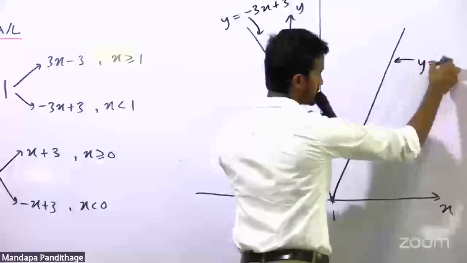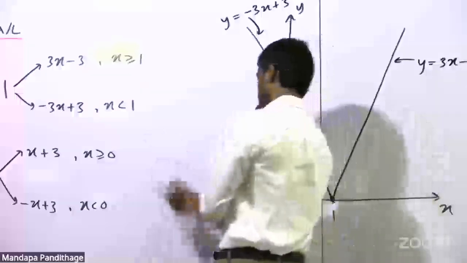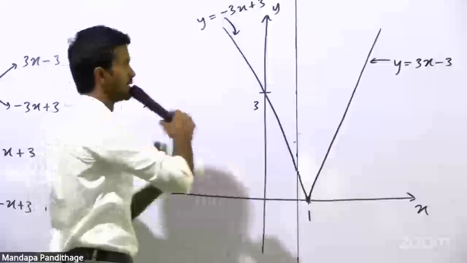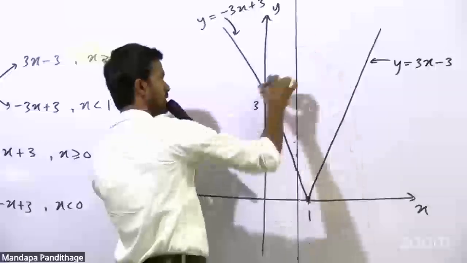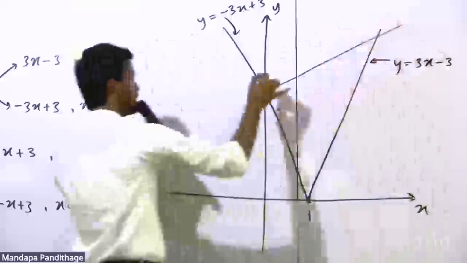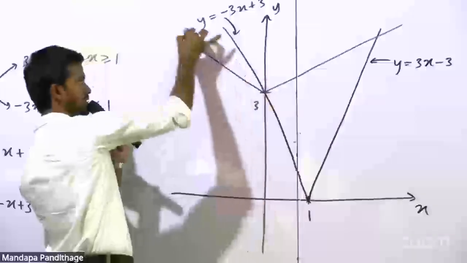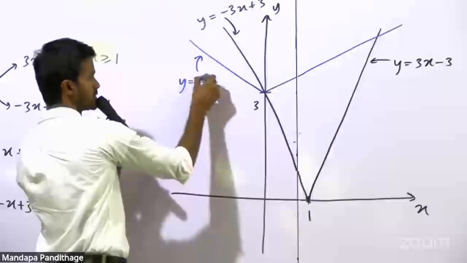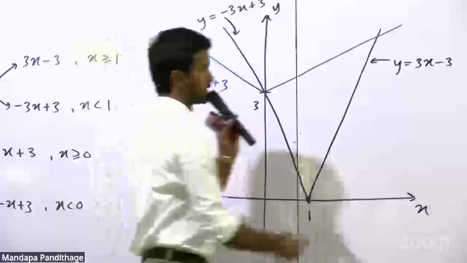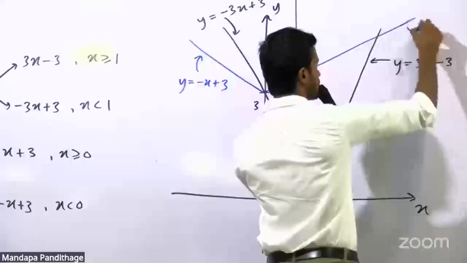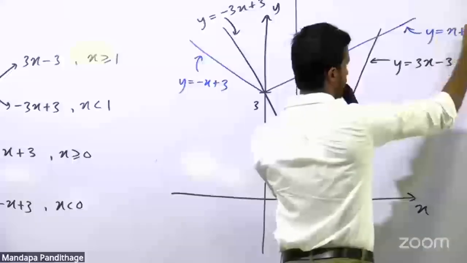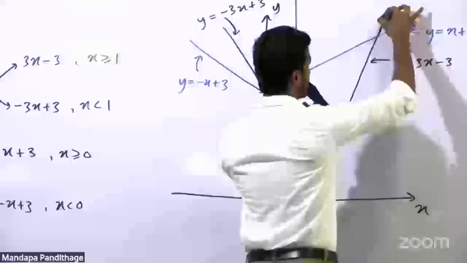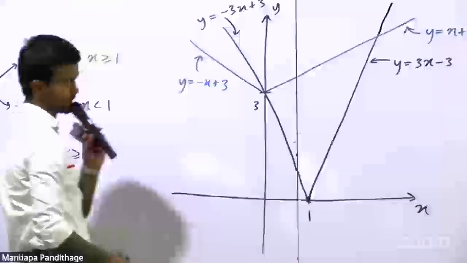So here you got y equals 3x minus 3. When you consider x plus 3 and minus x plus 3, the intercept is 3, but the gradient is less. The gradient is 1, so it goes in this way. There is an intersection here. And the other one, the gradient is minus 1, because this is minus 1 and the other gradient is minus 3. So y equals minus x plus 3, and this one is y equals x plus 3. Clear?